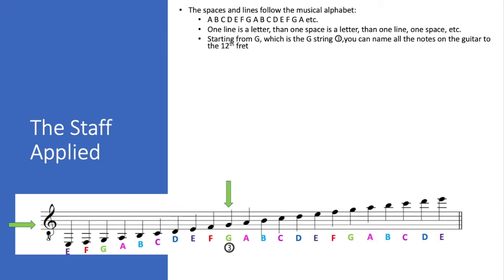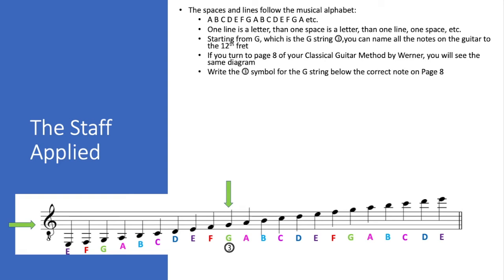And we see this here. We have after the G, A, B, C, D, E, F, G, A, B, C, D, E. And then to the left of it, it goes backwards. F, E, D, C, B, A, G, F, E. If you turn to page 8 of your classical guitar method by Bradford Werner, you will see the same diagram. Take a moment to write that 3 in a circle symbol, which is the symbol for the guitar strings. A number in a circle is always the string number. And write that below the correct G note on page 8.